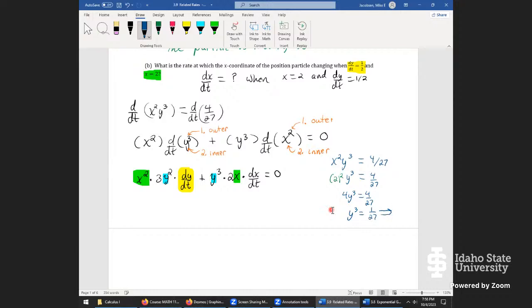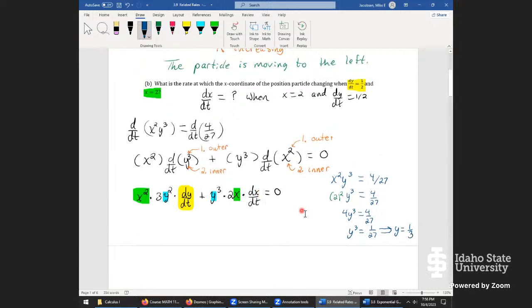Last step. Take the cube root of both sides, and y equals 1/3 exactly. So we have a value of 1/3 here. Let's double check that. If you put a 2 here, that's 4. 1/3 cubed is a 27. Yeah, that would equate to 4/27 altogether.